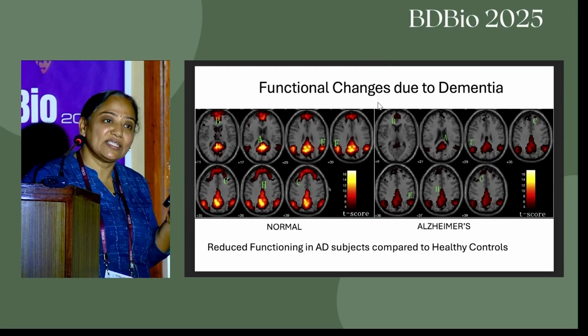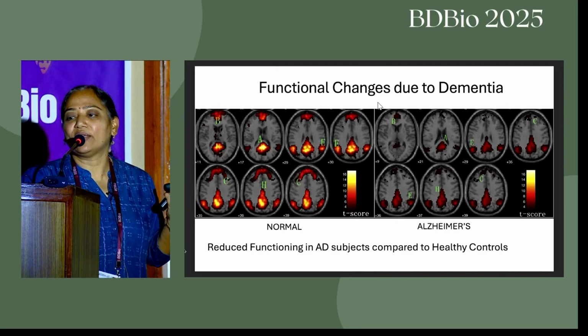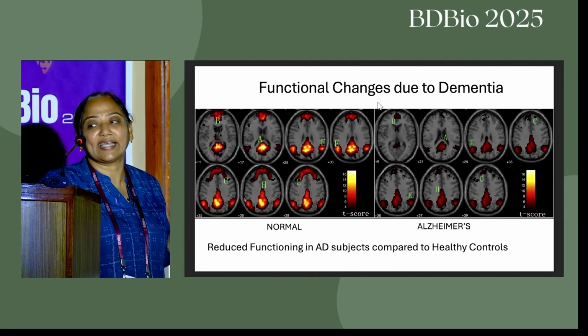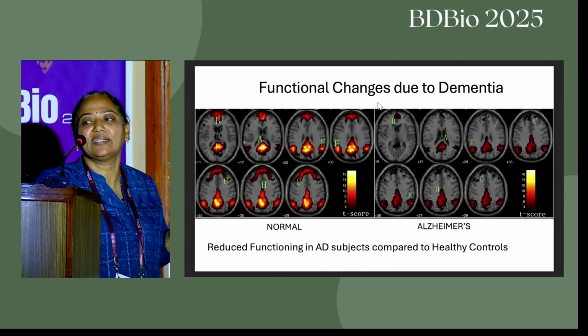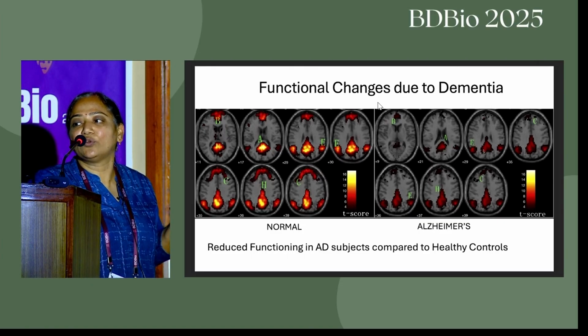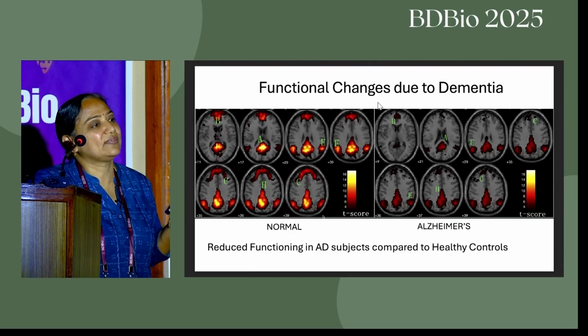There are differences in functioning, definitely. What you see on the left is how a normal brain would react. The activation maps you see here, they are all for a normal brain. An Alzheimer's brain would look like this. So the functioning is far reduced.